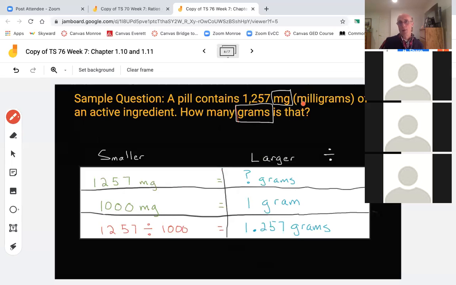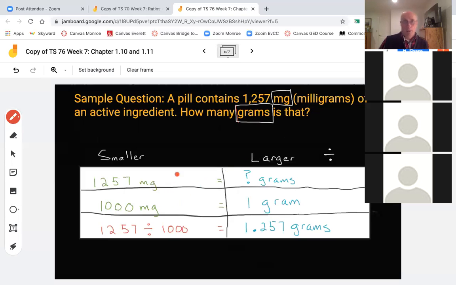And by the way, like a millennium is 1,000 years, from the Latin. Milli is like 1,000, like when they talk about a millennium, 1,000 years is a millennium.